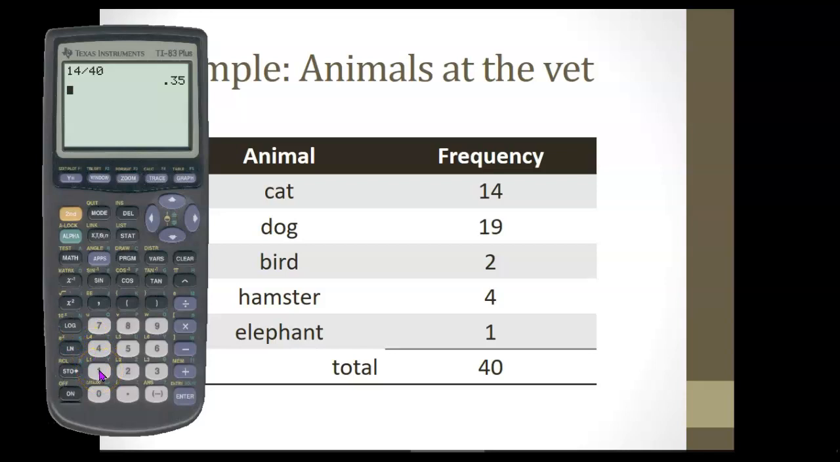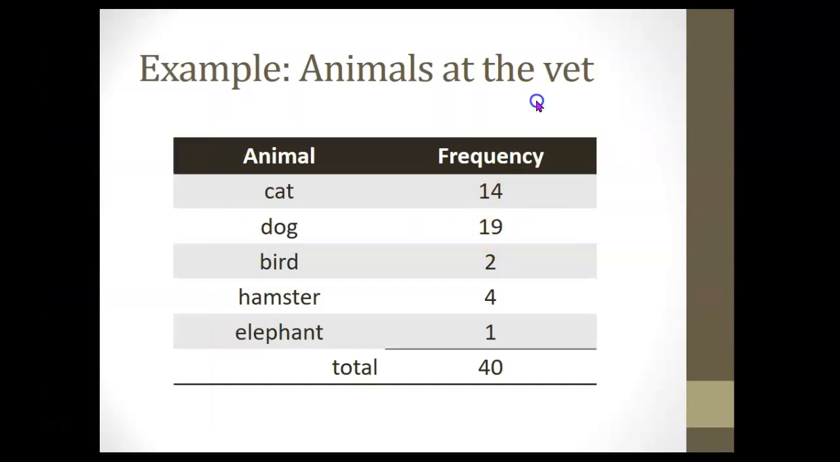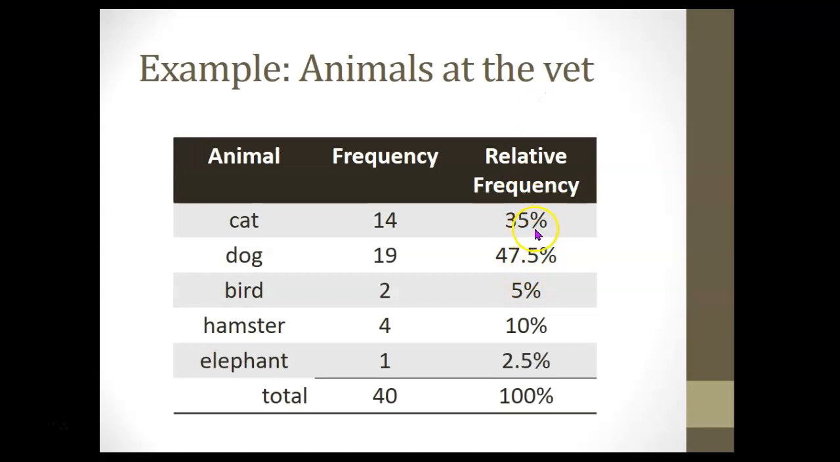And what percent of them were dogs? Well, 19 divided by 40 is 0.475. If I move the decimal point over 2 places, that's 47.5%. So if I do that with all the frequencies, I get my relative frequencies: 35% cats, 47.5% dogs, 5% birds, 10% hamsters, 2.5% elephants, and that does add up to 100% in all.